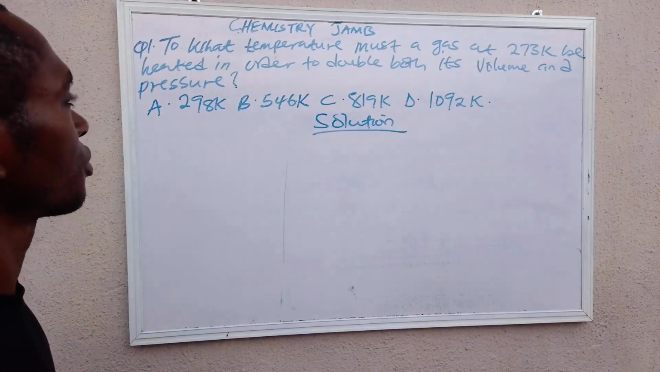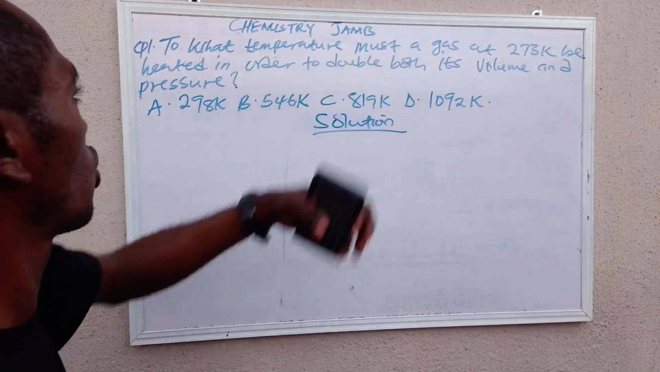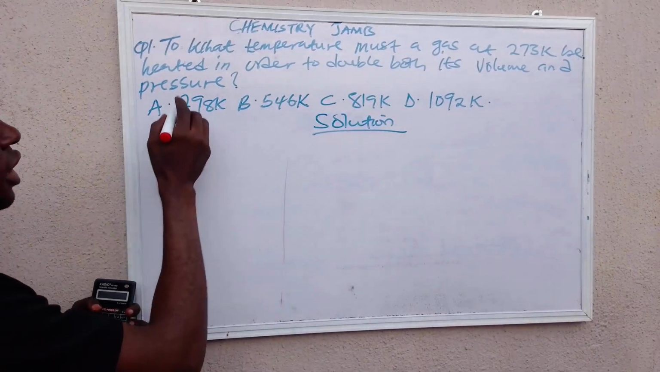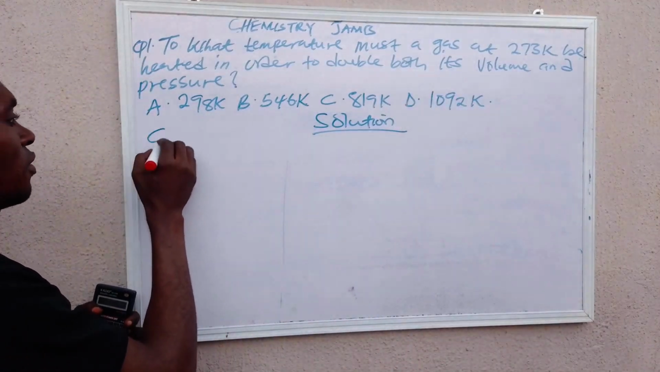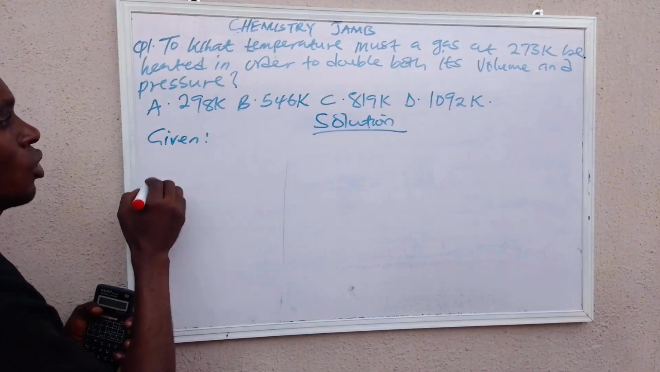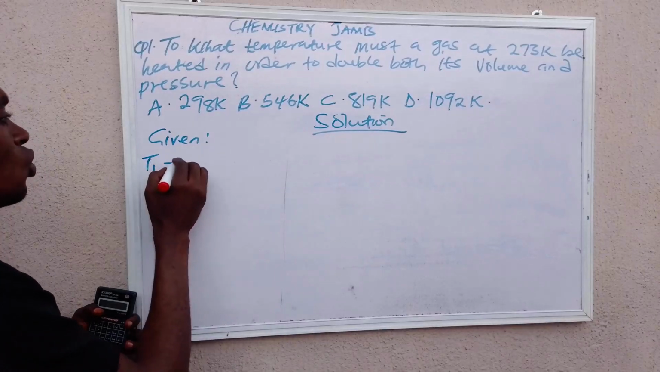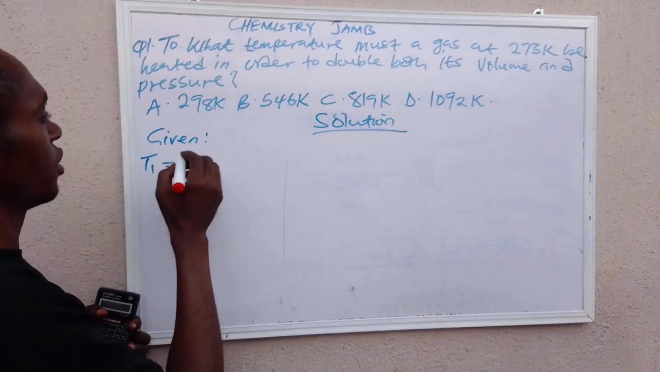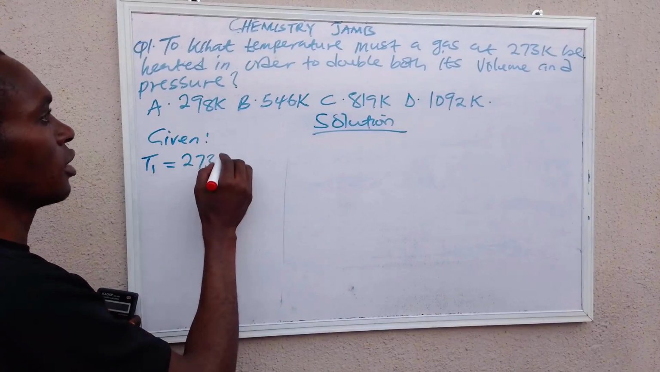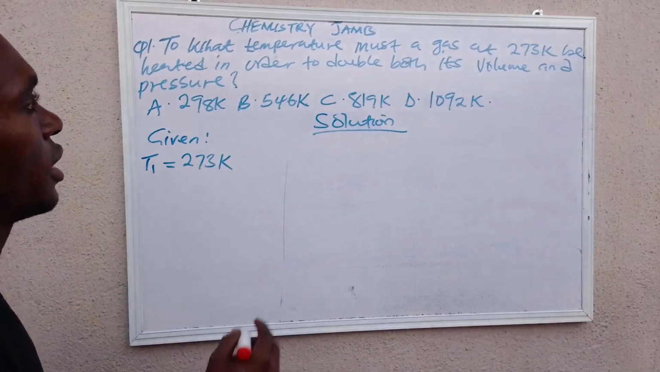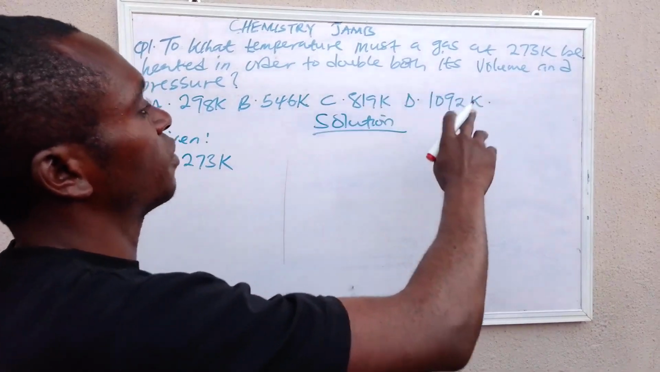The first thing we'll do is bring out our parameters in the question. The first thing given here is a gas at 273 Kelvin. So T1, that's the temperature, is given as 273 Kelvin. It is heated in order to double both its volume and pressure. So we have temperature, we have volume, we have pressure.